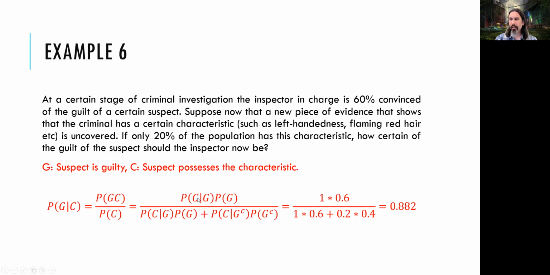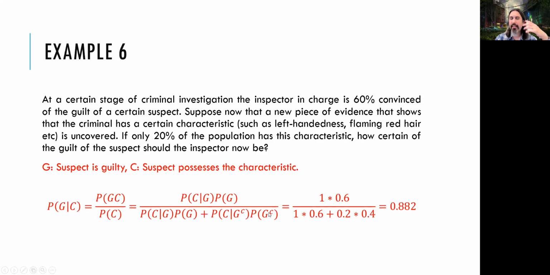Then, if he's guilty, what's the probability of him having the characteristic? That's 1. Because if he's guilty, then he has to have that characteristic. He has to be left-handed because we know that the guilty person is left-handed for sure. So if the suspect is guilty, the suspect is the criminal, then he has to be left-handed. So this is 1. Again, we write the same values in here because they are the same thing. And then we're looking for this one.